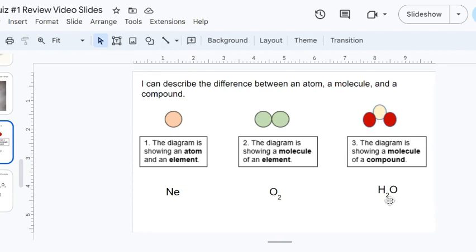If we looked at the chemical formula, we would have two different capital letters indicating that we have two different types of elements. We could have a capital and a lowercase letter, that could be an element, or we could just have a capital letter. But as long as we have at least two capitals, we know that the formula is a compound.